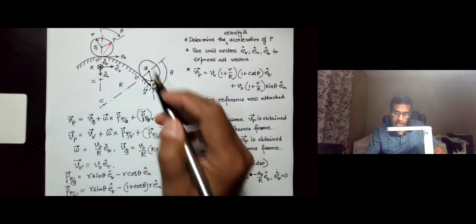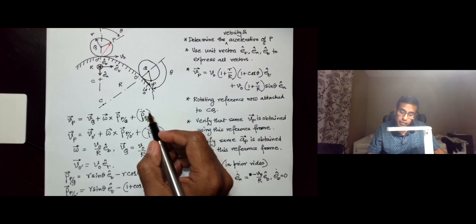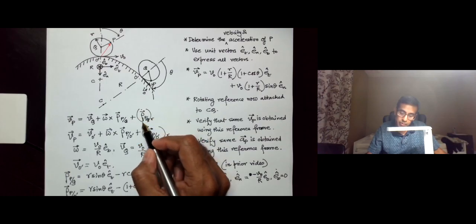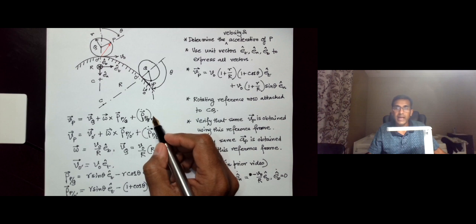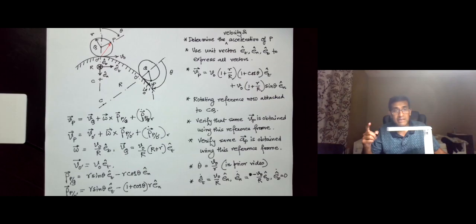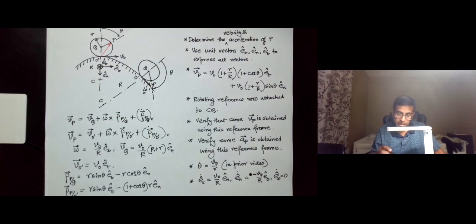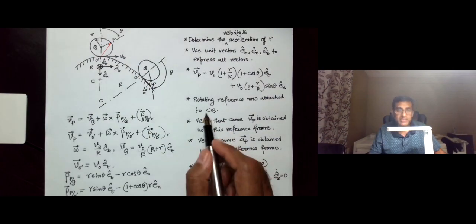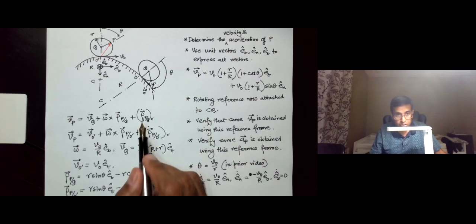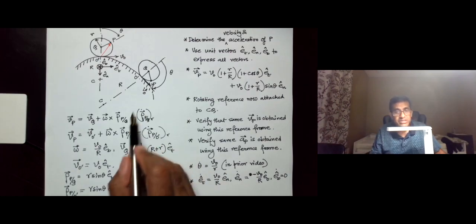Keep in mind, if you go back to the prior video, you will see that we were able to cancel this term, and we did that on the basis that P and Q are on the same rigid body, and our rotating frame of reference was fixed to that rigid body. Now if we use CQ as our rotating reference frame, although P and Q are on the same rigid body, since the rotating frame is not fixed to the rigid body, this term will still be there.